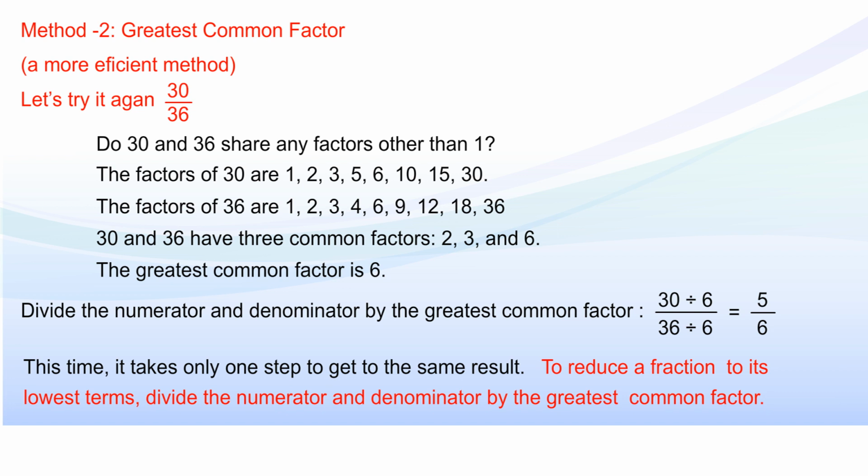Divide the numerator and denominator by the greatest common factor. 30 divided by 6 over 36 divided by 6 equals 5 by 6. This time, it takes only one step to get to the result. To reduce a fraction to its lowest terms, divide the numerator and denominator by the greatest common factor.